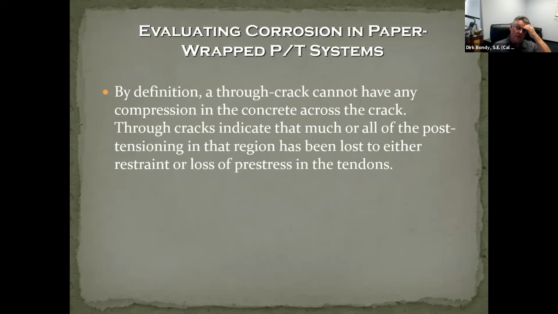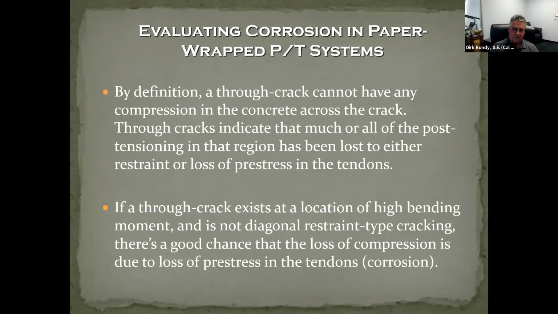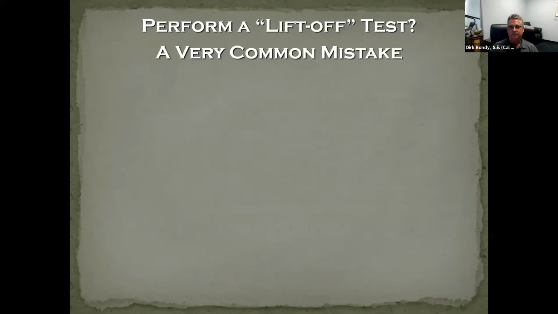So you're evaluating corrosion and paper-wrapped post-tension systems. If you see through cracks, if you can see daylight from the bottom, there really, by definition, is no pre-compression in the slab. Doesn't necessarily mean there's nothing in the tendon, but it means there's nothing in the slab, and there's probably nothing in the tendons. If the through crack exists where you have a location of high bending and it's not a restraint type of crack, chances are that's the concrete telling you that it's lost most of the pre-stress that was in the system.